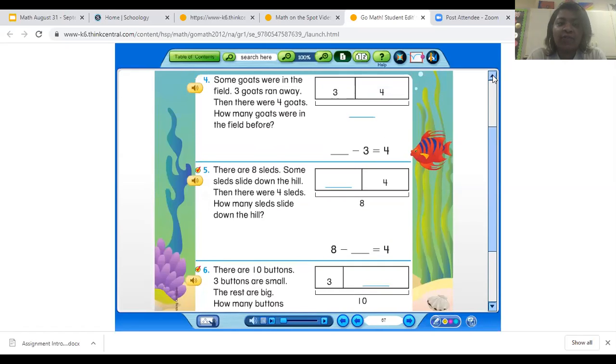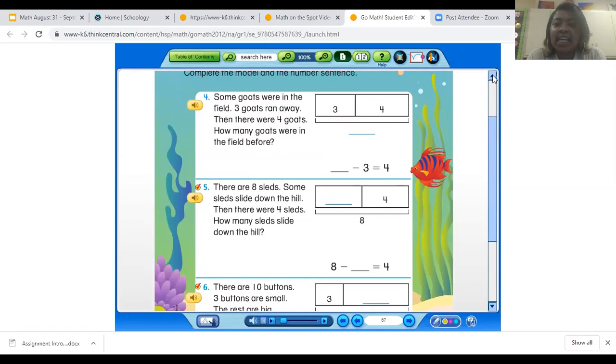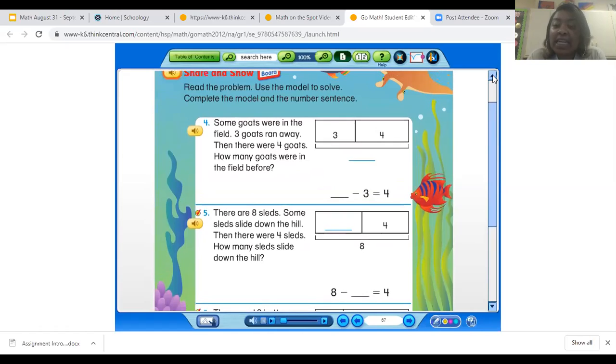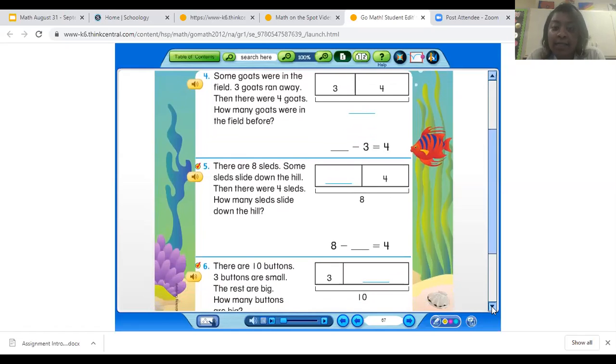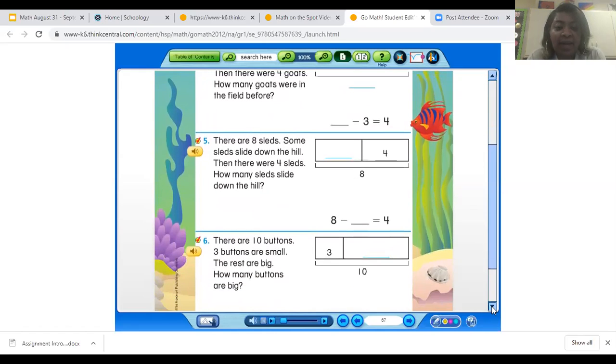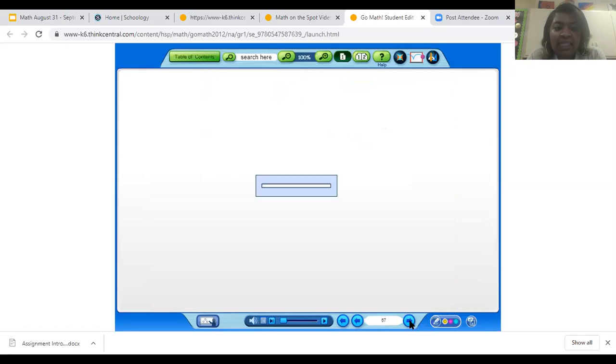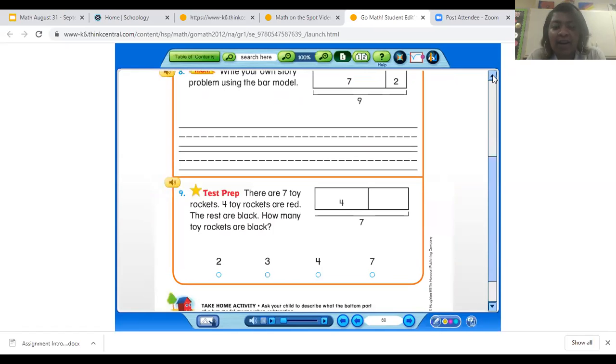Let's look at numbers 4, 5, and 6. You are going to complete these on your own. All right? So remember, these are 2 parts. What is your whole number? Okay? For number 5 and number 6, you're looking for the missing part. Okay? All right? Let's look at our problem solving.